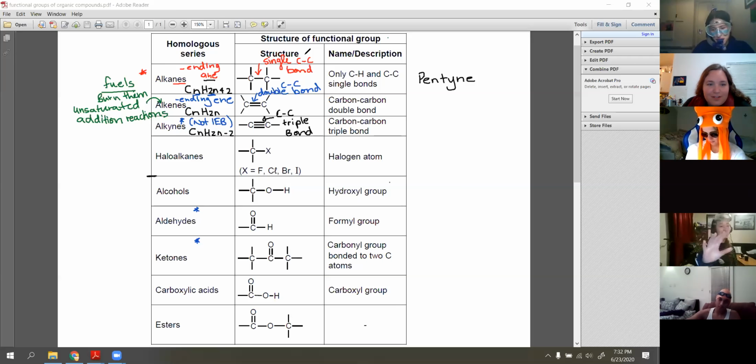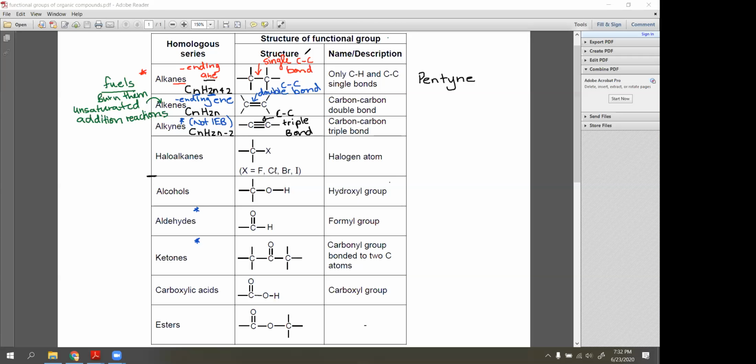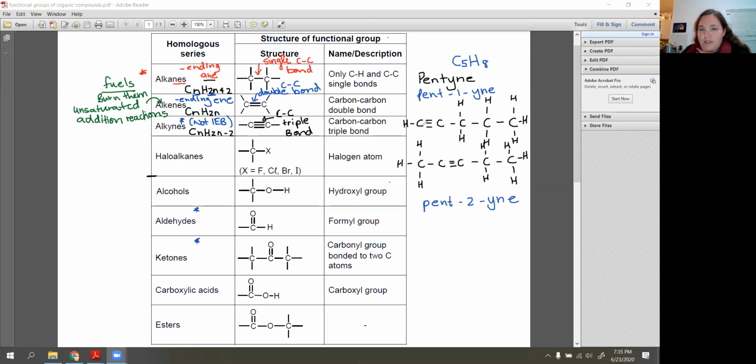Okay, good. All right, so I'm going to share mine with you. I only managed to get two isomers here. So what I did was I put the triple bond position between carbon one and two, and then I did it between two and three. And I realized that if I put it between three and four, it was technically the same as between two and three. And if I put it between four and five, it was technically the same as between one and two. So just be careful here.